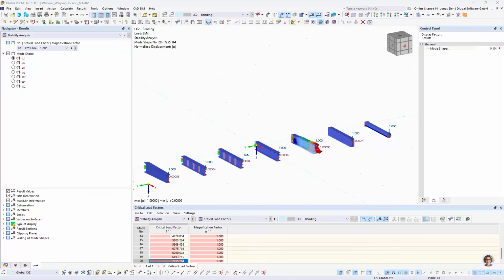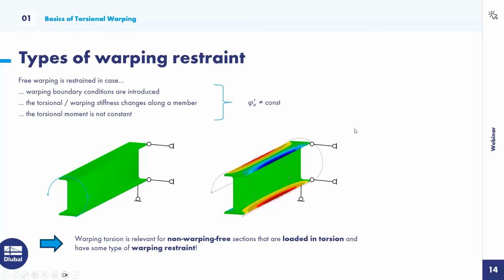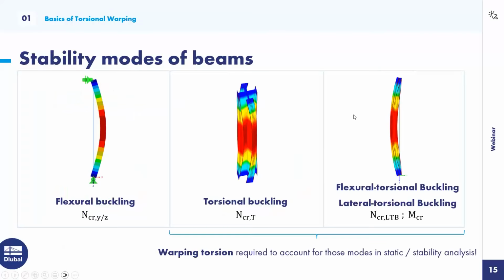So just as a repetition, let's jump back to the slides. Yeah, what we just did. So to check stability modes, torsional buckling, or in this case, lateral torsional buckling, as I said before we started with the example, we need to consider the warping torsional degree of freedom. Otherwise, we wouldn't get any results for this linear eigenvalue analysis.